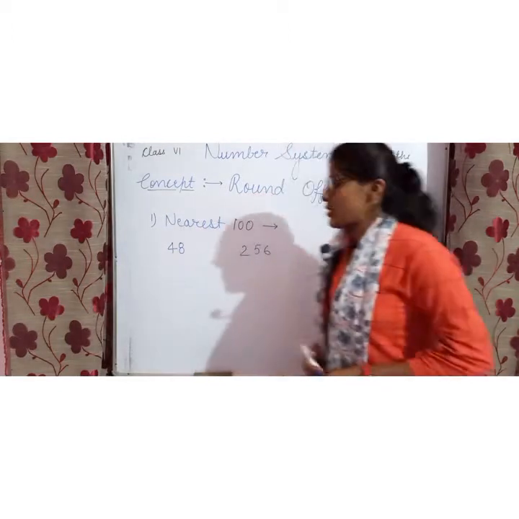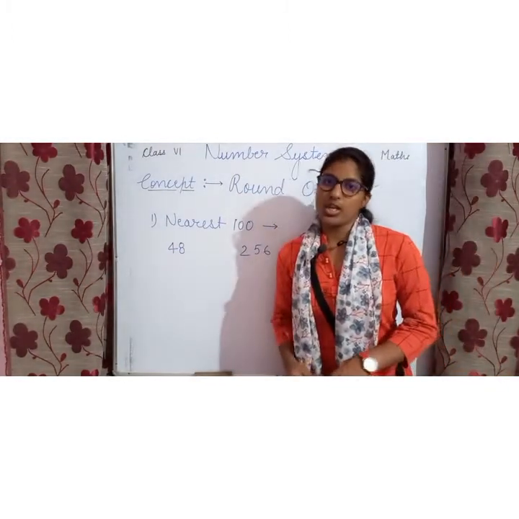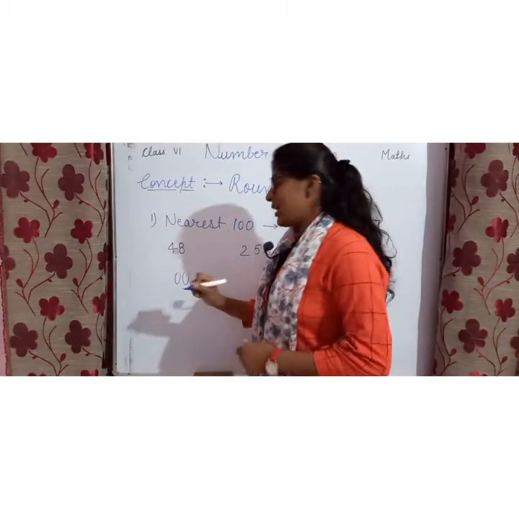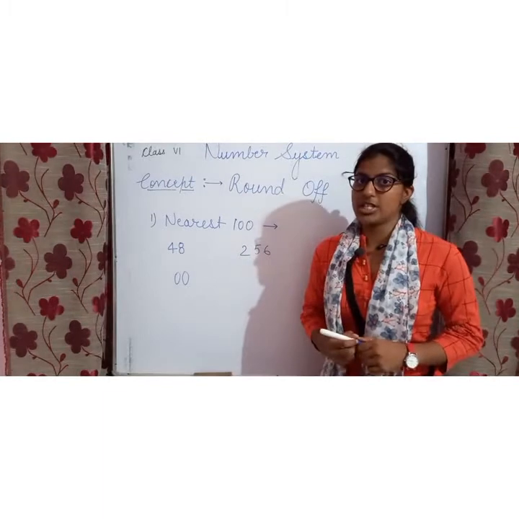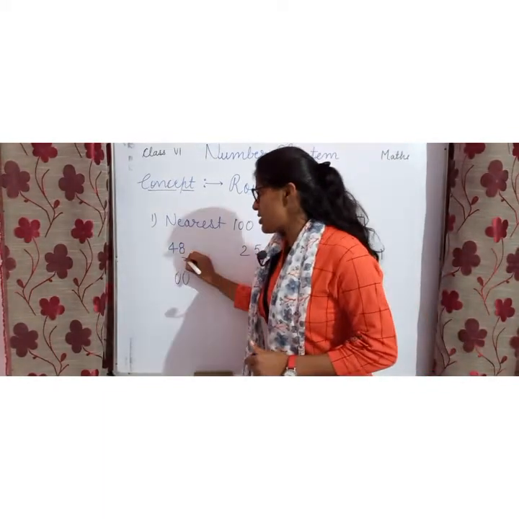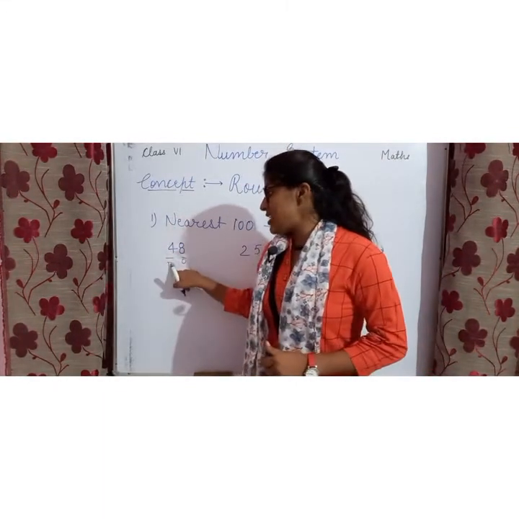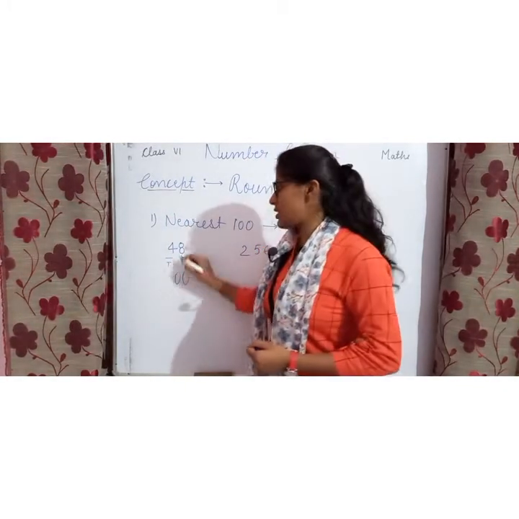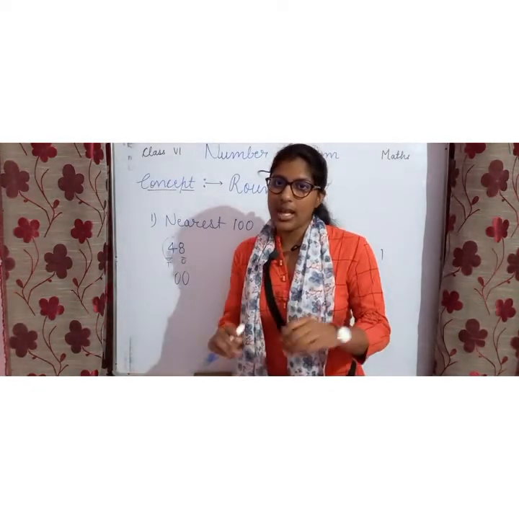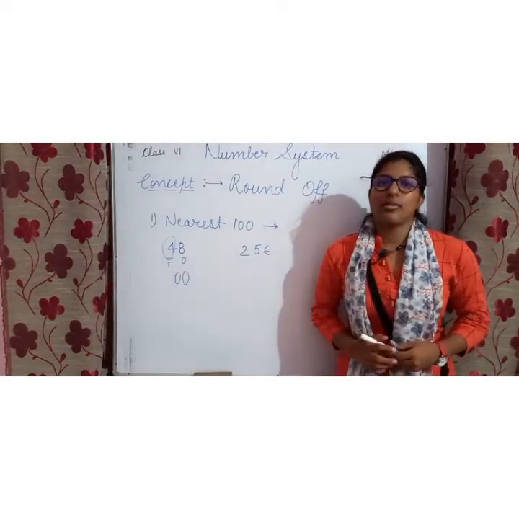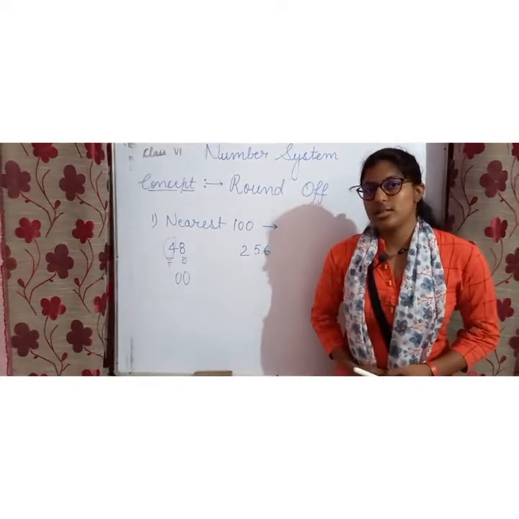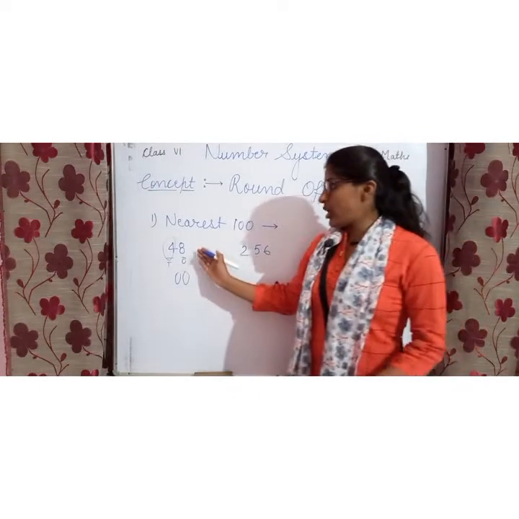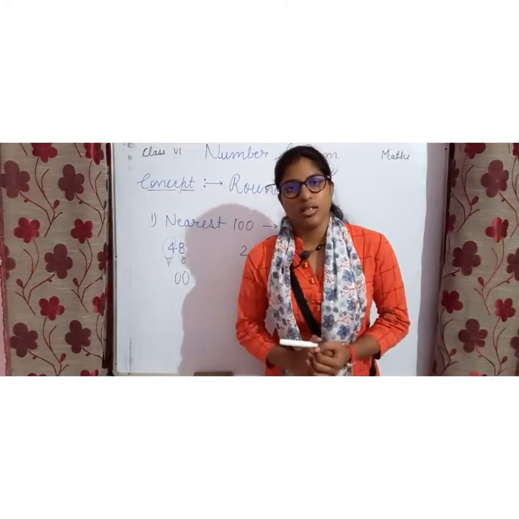Now let's see some examples. Example number 1 is 48. Now 48, we will put 0 at what? Ones and tens place. Rule number 2, we will check at the tens place. This is ones and this is tens. Is the tens place digit greater than or equal to 5 or lesser than 5? It is lesser than 5, so we will not make any kind of changes and this number comes as it is. So the answer is 0. So when we round off 48 to the nearest 100, the answer is 0 here.